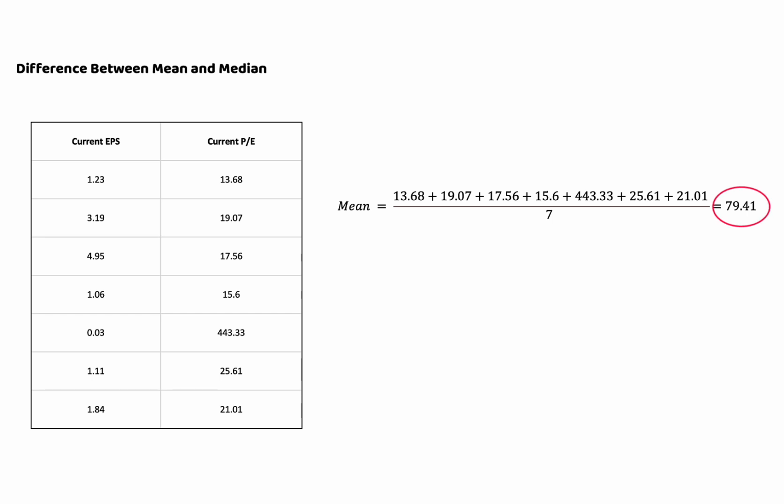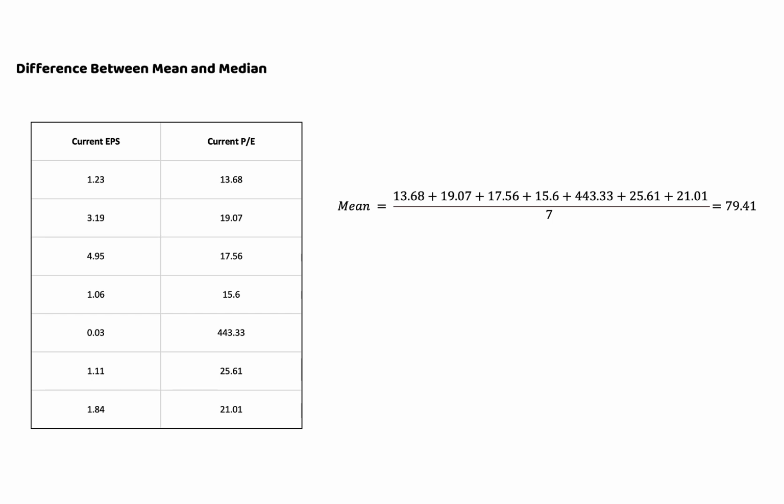Now, the difference between the mean and the median. So let's suppose I have the following table here, right? And I want to calculate the mean of the PE ratios. That's the answer if you calculated the mean, but notice there's one PE ratio that's abnormally high, right, of 443.33, whereas the rest of them are essentially around a certain number without an abnormal value within the set.